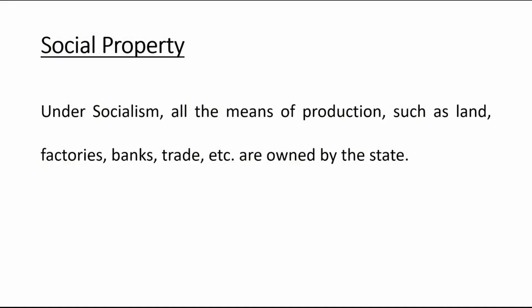Now let's start with its features. First feature that we have is social property. Under socialism, all the means of production such as land, factories, banks, trade, etc. are owned by the state.